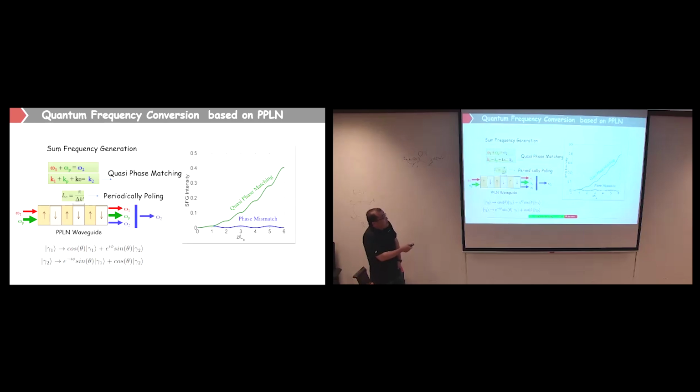The basic idea is that you are using quasi-phase matching. You have the waveguide, and you use quasi-phase matching to match the k vector. This is quantum frequency conversion because you still keep the quantum state there. You still keep the quantum statistics.